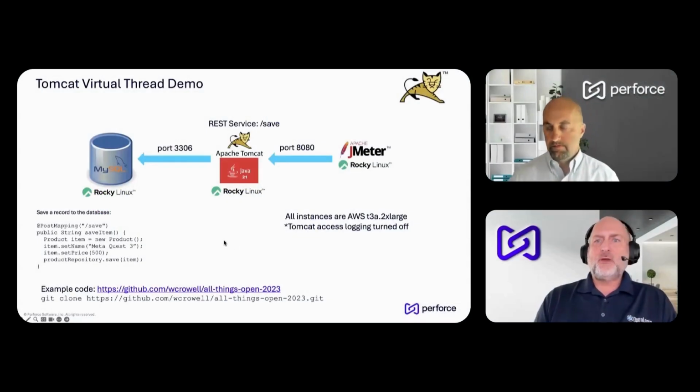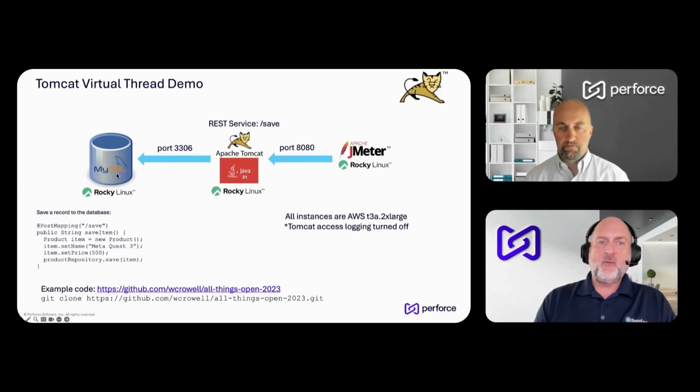This is one of three demos that I actually put together. What you're seeing here is I have three AWS instances. On the left side, I have a MySQL database. And then in the middle here, I have an Apache Tomcat 11 server that's running JDK 21. It's running on Rocky Linux. And what it's doing is it's running a REST service that basically saves product information into MySQL.